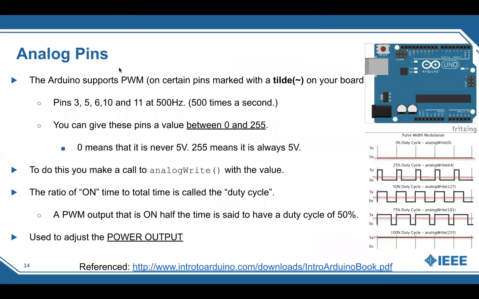And then I'm going to go over to the analog pin. So I talked about this a little earlier. The Arduino supports pulse width modulating, and pulse width modulating is shown by the diagram right here. It has the duty cycle, so 0%, 25%, 50%, 75%, and 100%. 0% duty cycle means it's off forever.